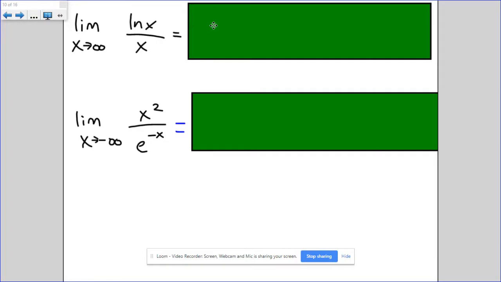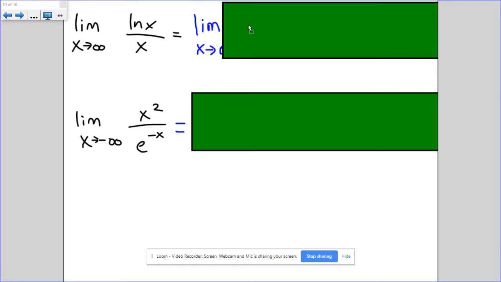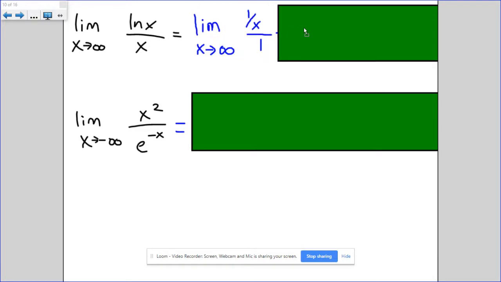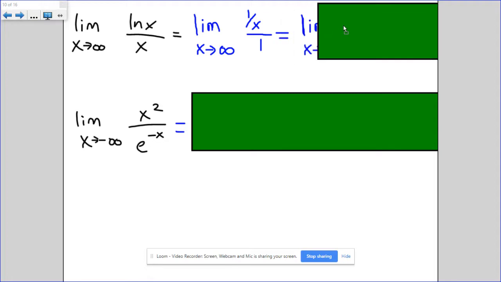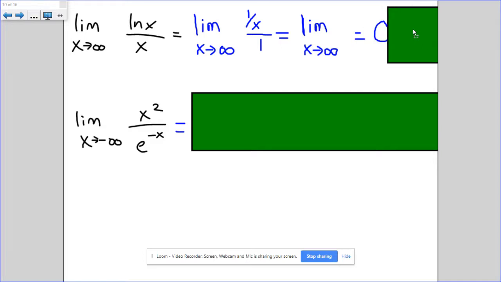So let's take the derivative of the top. The derivative of the natural log of x is 1 over x, and the derivative of x is 1. Well, 1 over x over 1 is just equal to 1 over x. Anyway, keep in mind this over 1 really doesn't matter. This is really just 1 over x. So if you think about just this fraction, 1 stays the same, while the x is getting huge. So now you have 1 over infinity. And just like we talked about, that means the limit is 0.